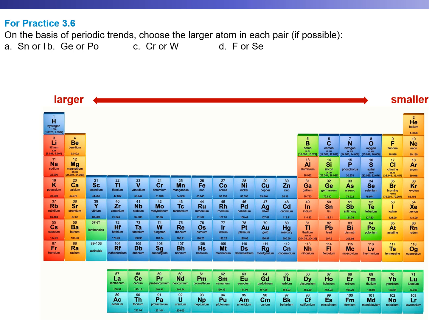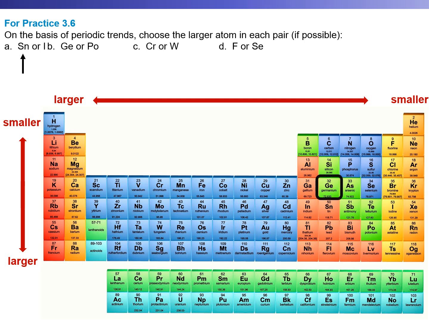All right, what about going down a column? Well, there's a trend here too, and the trend is that you get larger in the size or the diameter of your atom as you move down, and the reason why is because you're adding orbitals. All right, so let's take a look at our first pair. Our first pair is tin and iodine, and these are in the same period. They're in the same row. So we know that whoever's to the left is going to be the larger atom, and that is going to be tin.